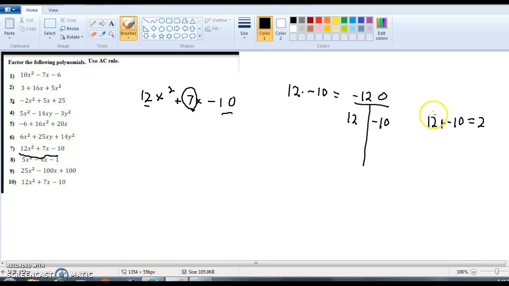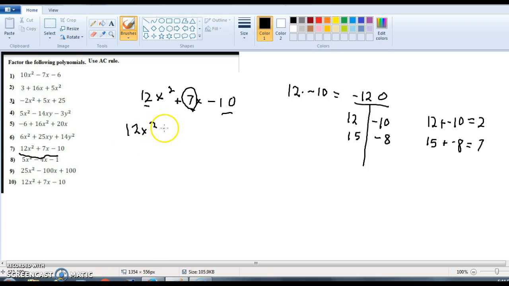That would give me positive 2. So that's not quite right, but that is the product I want, and I want one of them to be positive and one of them to be negative. And I want the bigger one to be positive so that my sum ends up being positive. So let's try, I know 15 goes into 120, and it goes in 8 times. So let's try 15 and negative 8. And lo and behold, that does equal positive 7. So I found the combination that works.